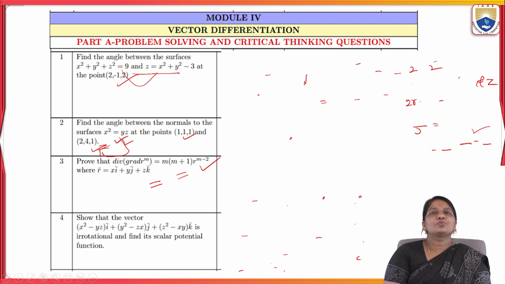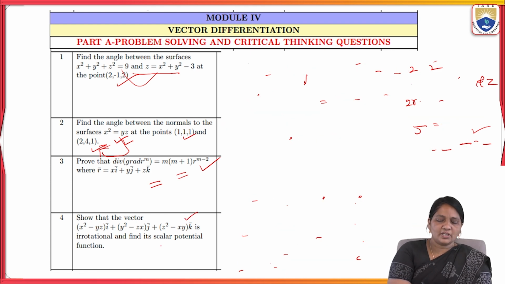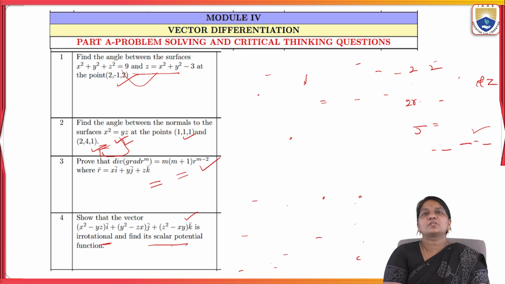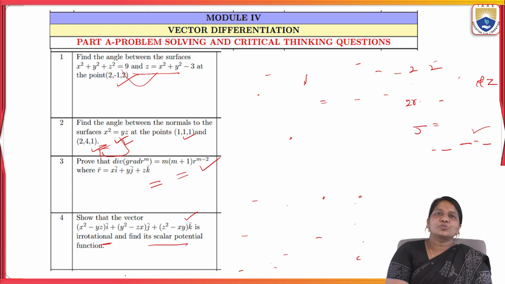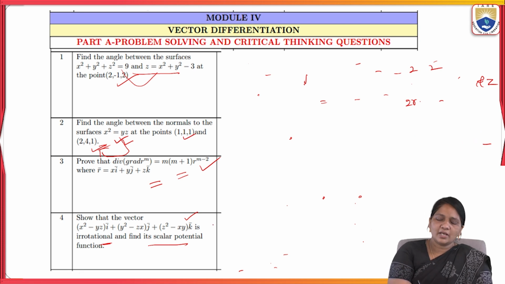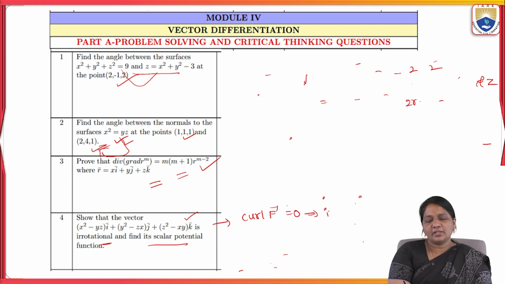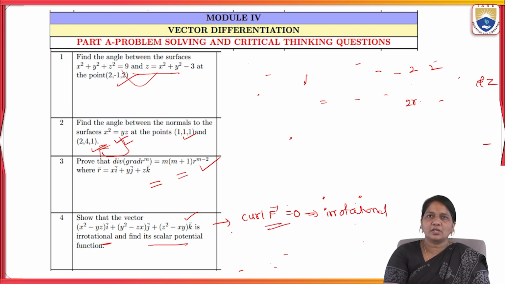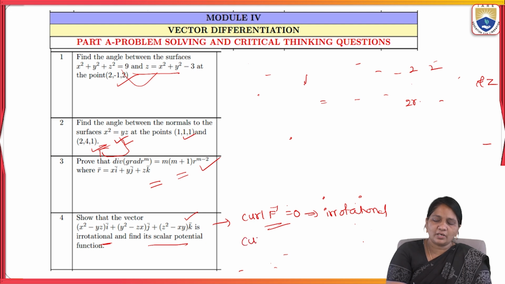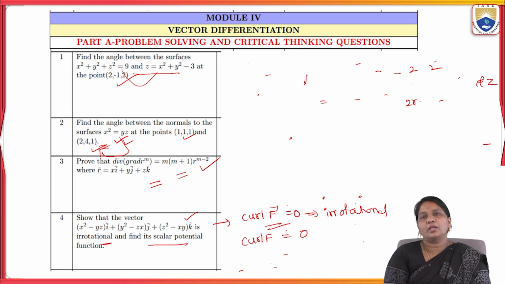See the fourth one. We show that the vector is irrotational and find its scalar potential function. So here we have to show this vector is irrotational. So what is the definition of irrotational? Curl f bar is 0. Then we can say that it is irrotational. So that means we have to find the curl f value, and we should take it equal to 0.